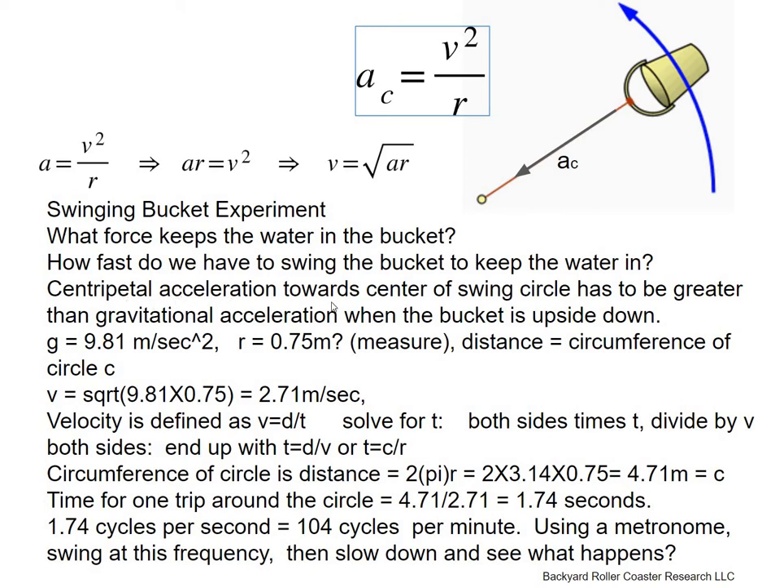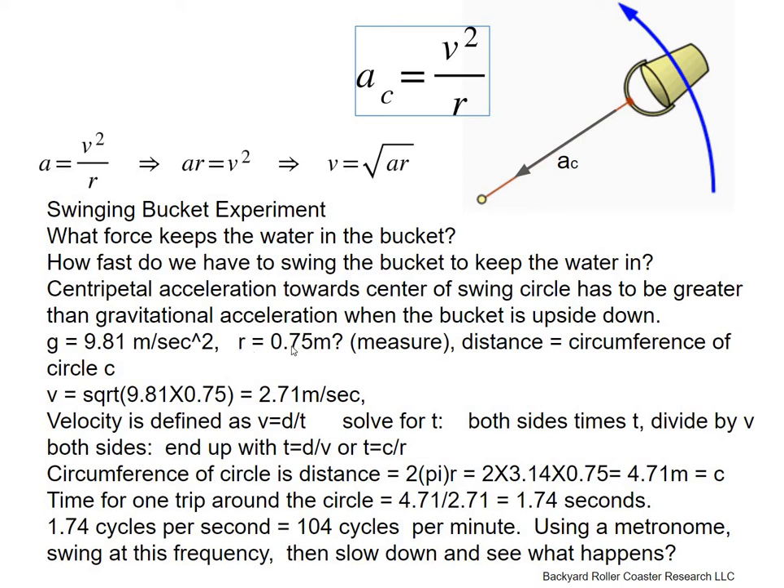So the centripetal acceleration toward the center of the swing has to be at least the gravitational acceleration. When this bucket's right at the top, we want that acceleration to be equal to 9.81. Then the water will stay where it is, it won't fall out. If we're swinging slower than that, the water will fall out. If we're swinging faster than that, the water will certainly stay in the bucket. So we need at least a certain rate of RPMs swinging this over our head.